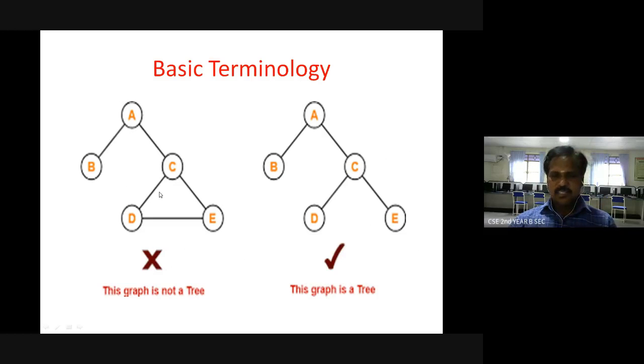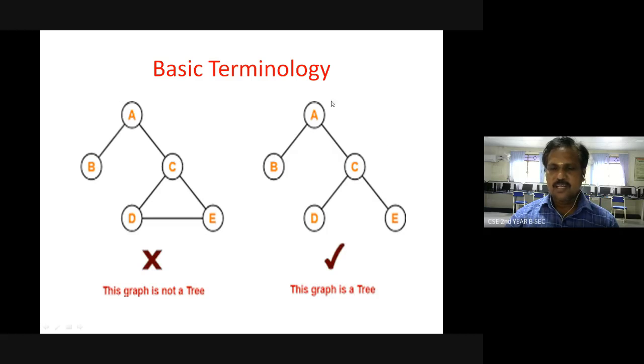Here is a diagram, for example. It is a graph. It is a tree. You already studied trees in the previous classes. It's a tree, and it's a graph. That graph is not a tree. The graph cannot be a tree, but a tree can be a graph.